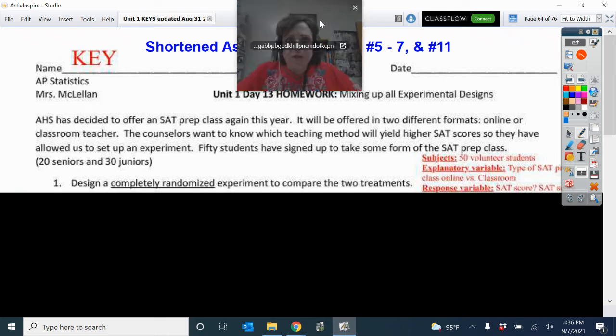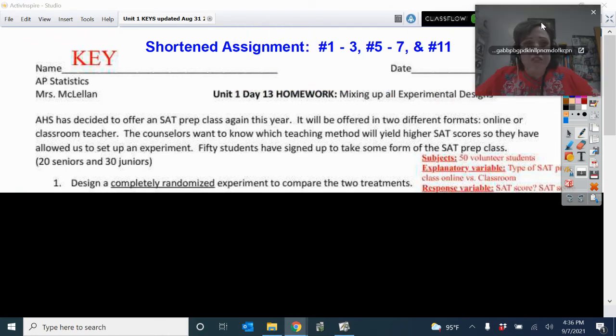All right, let's go over this unit 1, day 13. So I shortened the assignment in class, and I'm just having you do numbers 1 through 3 because that's going to take you through one problem with the three different methods. And then numbers 5 through 7, practice kind of coming up with some designs, and then just number 11 because that talks about the statistical significance.